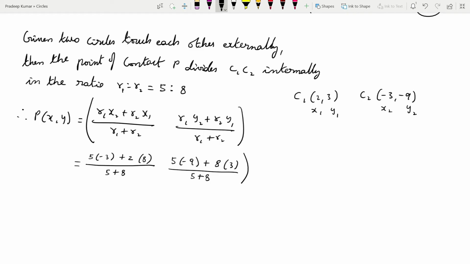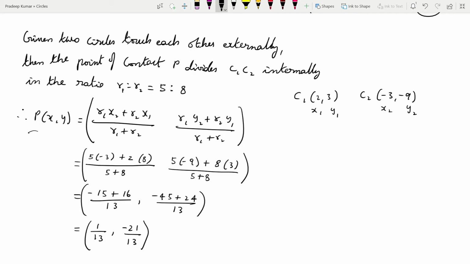So let's solve this further. I can get this as 5 into minus 3, which is minus 15, plus 8 twos, which is 16, by 5 plus 8, which is 13, and 5 into minus 9, which is minus 45, plus 8 into 3, which is 24, by 5 plus 8, which is 13. Alright, so minus 15 plus 16 will be 1, so this is 1 by 13. Minus 45 plus 24 will be minus 21 by 13.